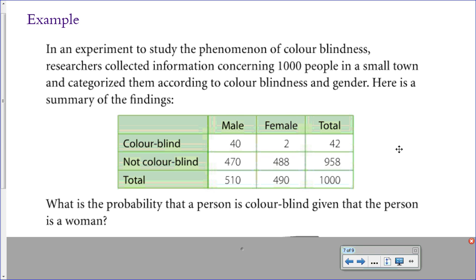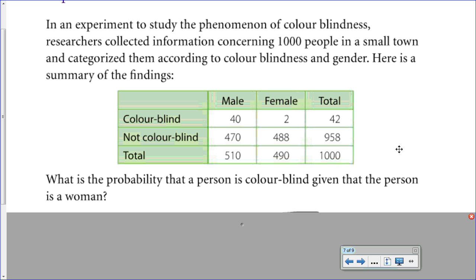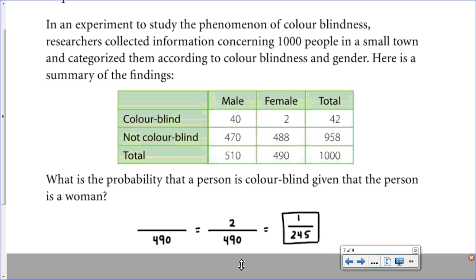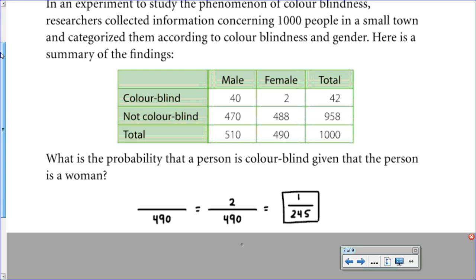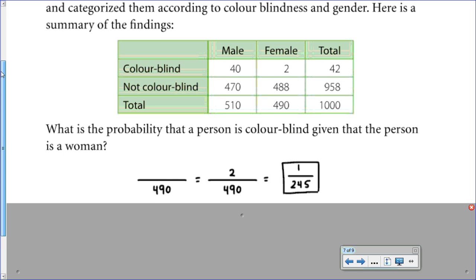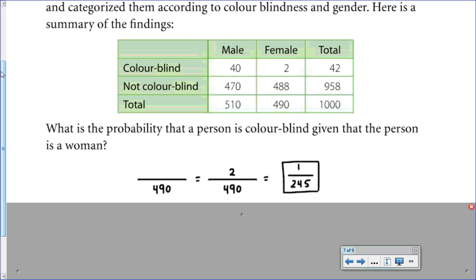And I say, so that means rather than selecting out of the 1,000 people in this overall data set, I'm actually only selecting from the women. And so the females here are 490 total. And then I'm looking just to those to determine what my numerator would be. So just out of the females, where are the colorblind set? And that's just 2 people. So when I go through that process, I'm imagining first what the denominator is going to be. Then I'm looking to just that denominator set to pull out what the numerator should be, and then reducing it. So the probability ends up being 1/245.